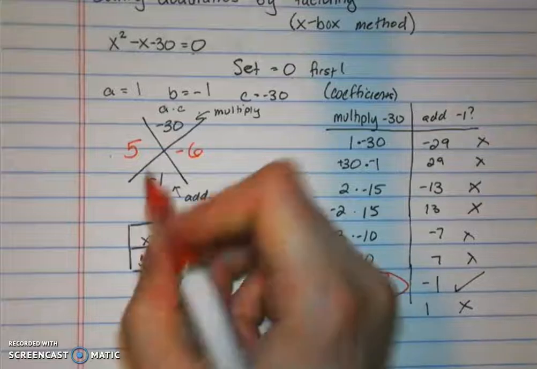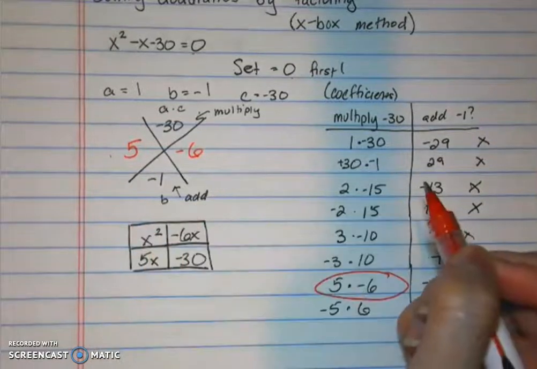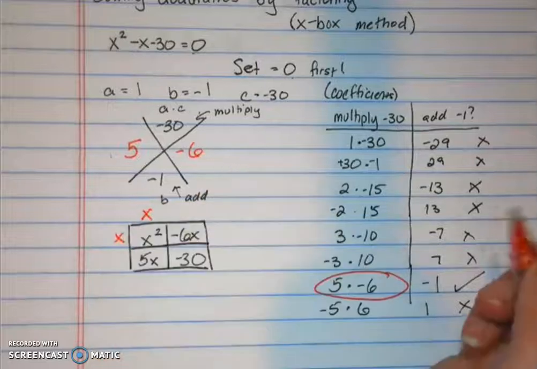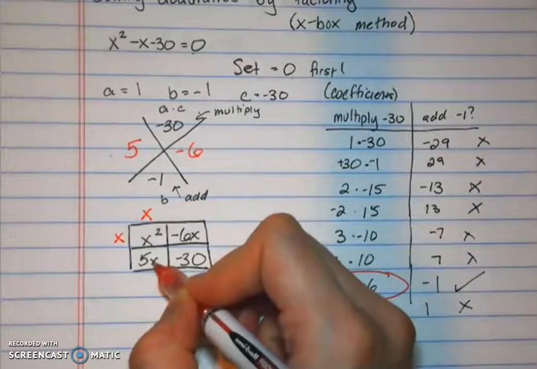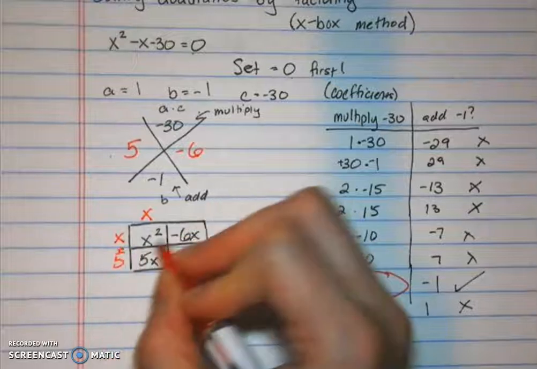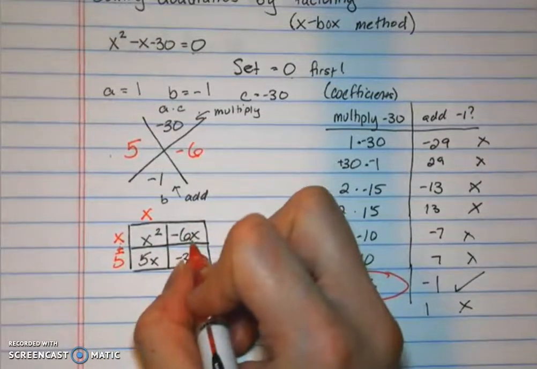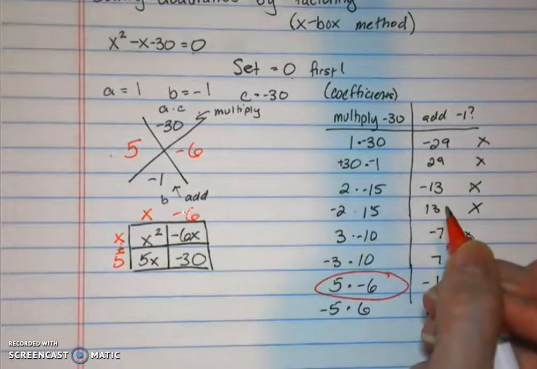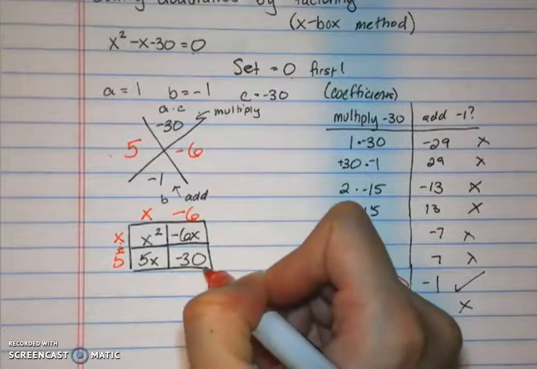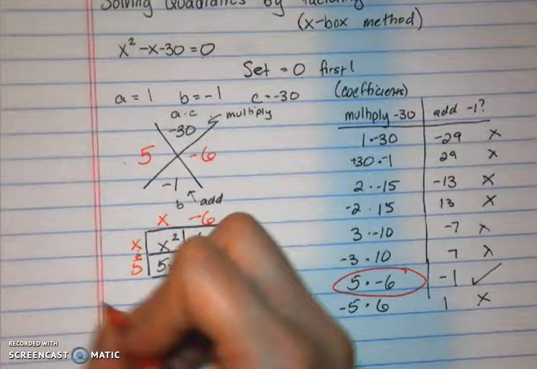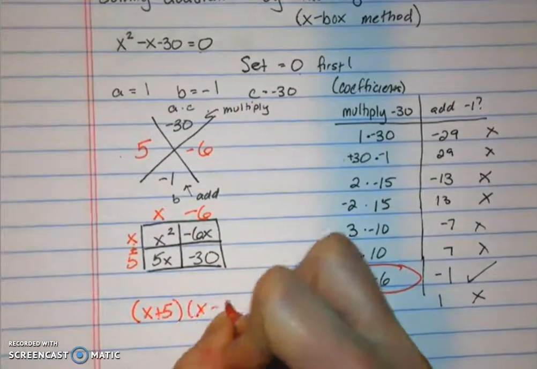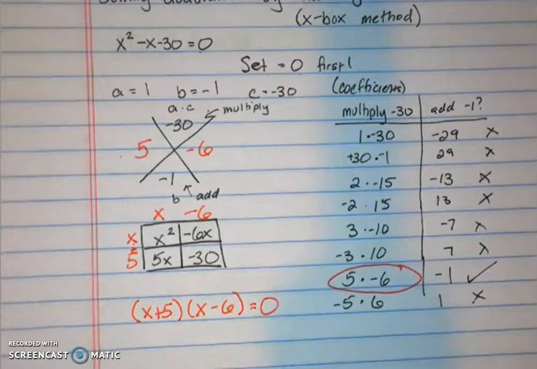So our last step is we have to figure out, well, what are our actual factors? So what times what gives me x squared? Well, that's going to be x and x. I know that I need x times something to give me 5x, so that has to be a positive 5. X times something to give me -6x, that's going to be a -6. And then I can check, -6 times positive 5 is -30. So I know my factors are x plus 5 and x minus 6 equals 0.